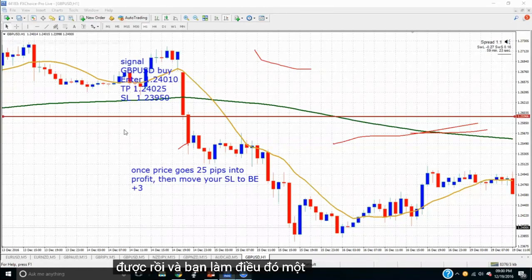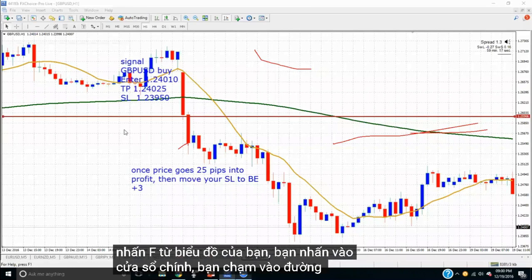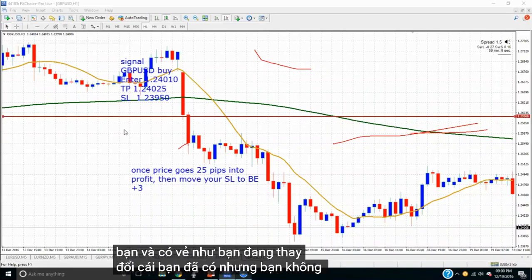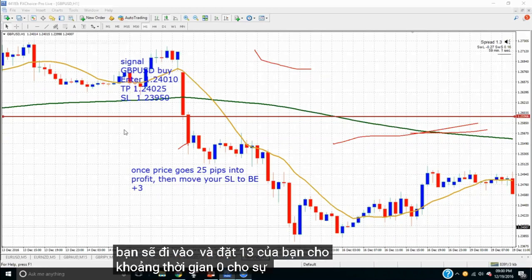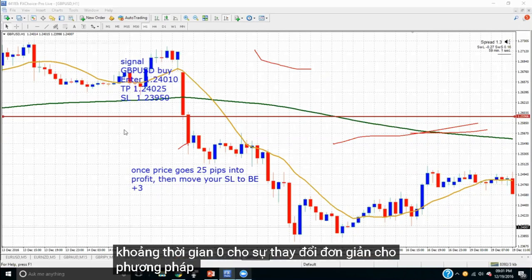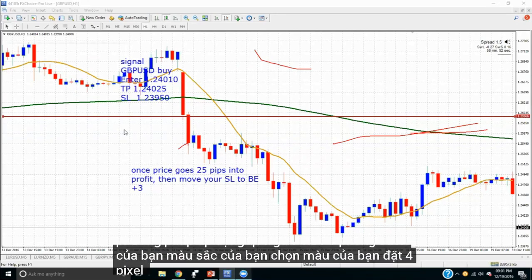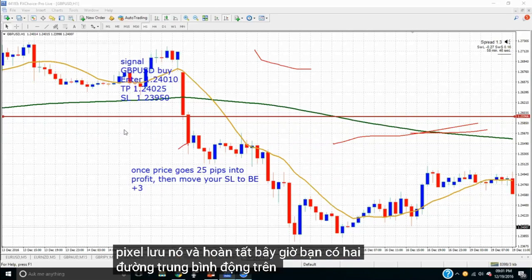All right, and then you do that again. You hit the F from your chart. You hit main window. You hit moving average. And then it looks like you're changing the one you already have, but you're not. You're going to go in and put your 13 for the period, 0 for the shift, simple for the method, apply to close, level 0, style, here's your color, select your color, put 4 pixels, save it, and done. Now you have 2 moving averages on your phone.